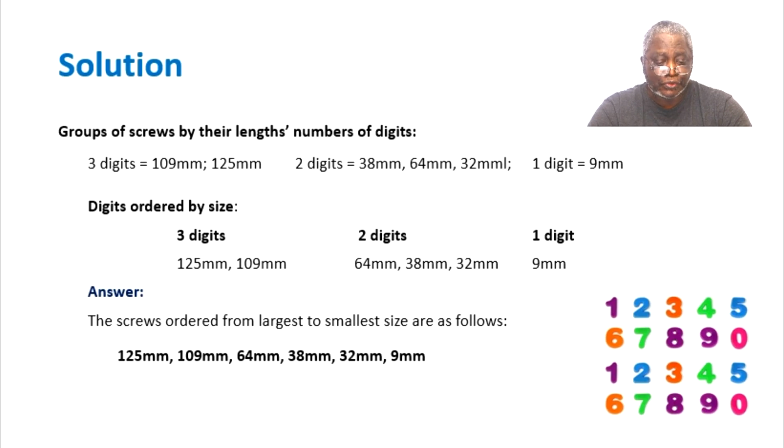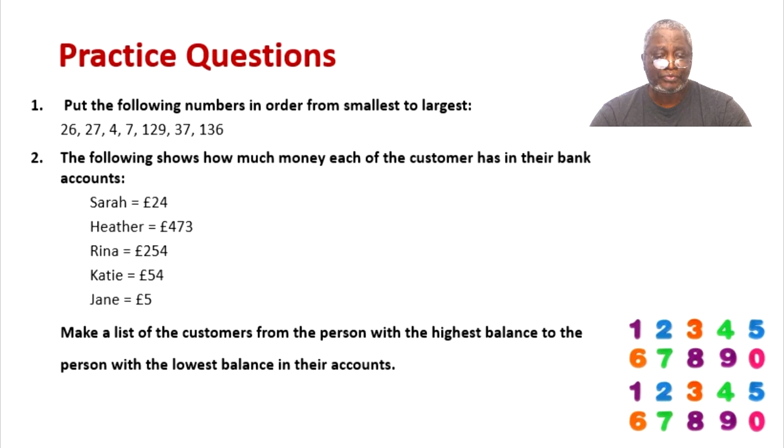So the answer, the screws ordered from the largest to the smallest size, are as follows: 125 millimeters, 109 millimeters, 64 millimeters, 38 millimeters, 32 millimeters, and 9 millimeters. Here are some practice questions to look at. Question 1. Put the following numbers in order from smallest to largest: 26, 27, 4, 7, 129, 37, 136.